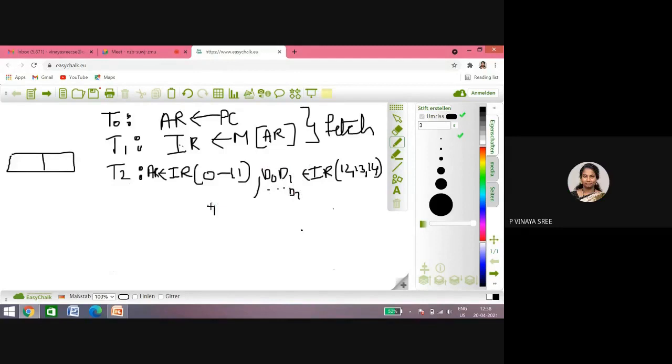Next is what? IR of 15 must be placed in which variable? I. This I is a mode bit, and it will decide whether it is direct or indirect, if it is memory reference. And if D7 is active, it will decide whether it is register reference or IO reference. Until here it is clear, right?